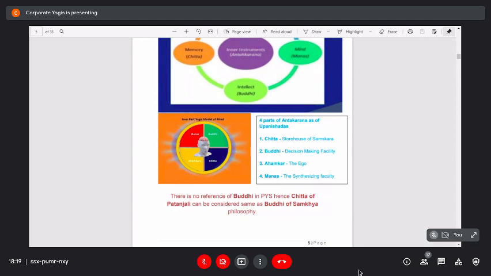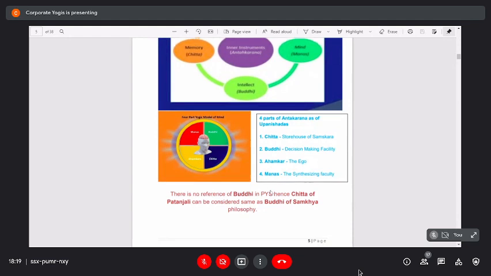But in the Patanjali Yoga Sutra, there is no reference to buddhi. So from the Patanjali Yoga Sutra point of view, you can consider it as chitta. Patanjali's chitta can be considered as the buddhi of the Sankhya philosophy. Just for additional knowledge, not from an exam perspective.